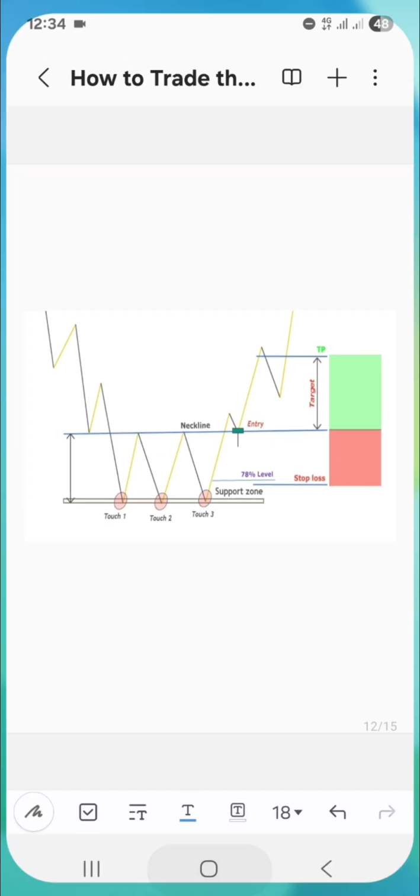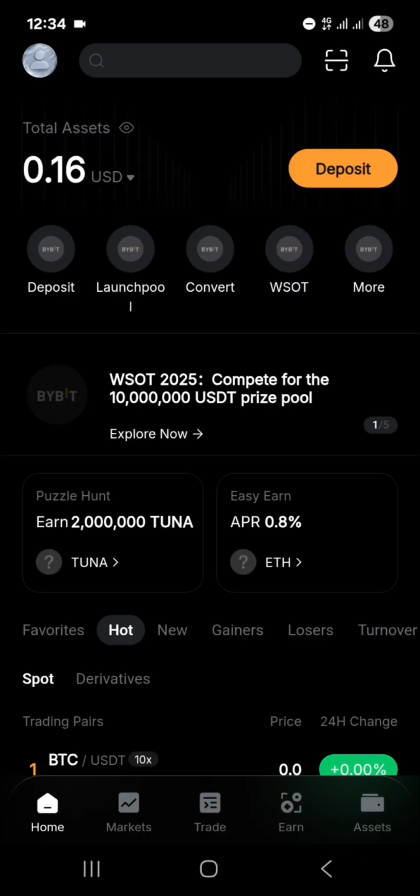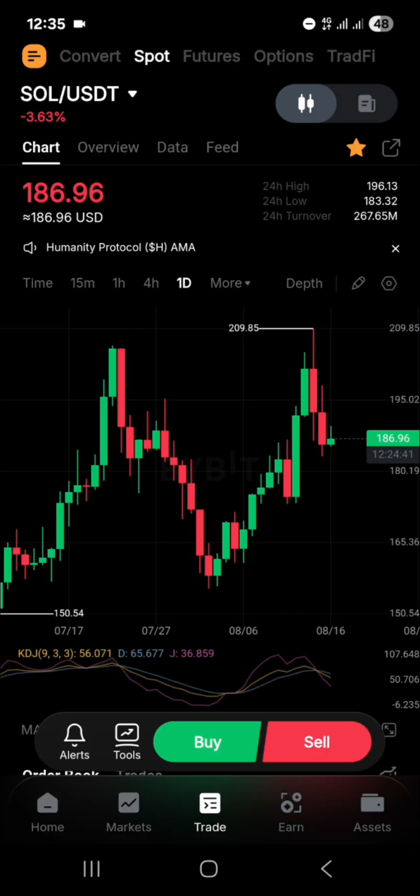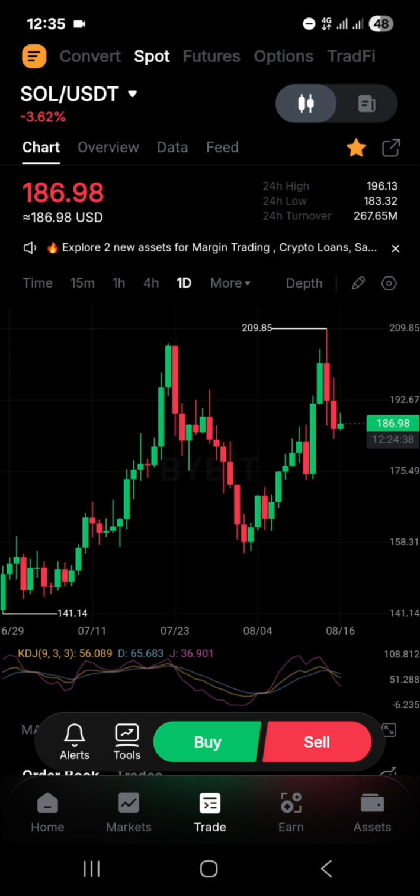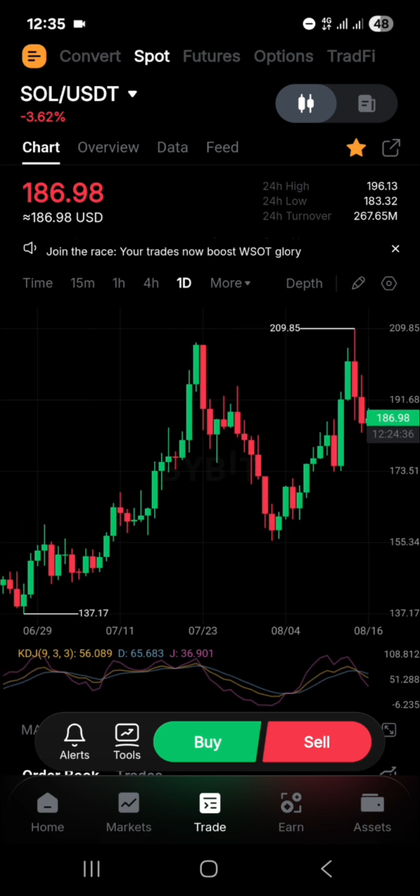Let's open Bybit. I have a Bybit account here, and I also have a Binance account here. Let's open this Bybit account and take this as a practical. Though there's no money here, there's a load of boom. So now, guys, let's see.